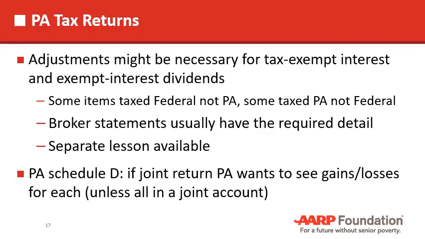Also, Pennsylvania requires 2 Schedule Ds if it's a married filing joint return and there are holdings that are not joint. One of the reasons for that is if one spouse has a loss and the other has a gain, you can't use the losses that one spouse has to offset the gains of the other.